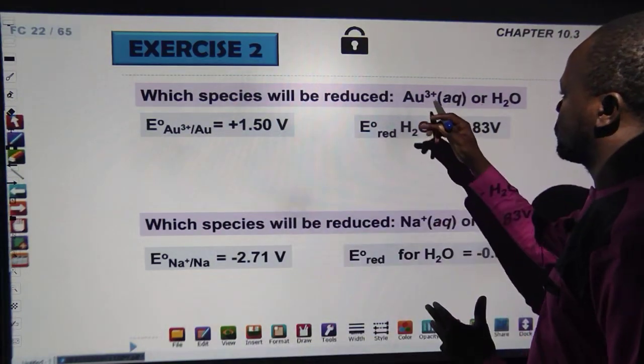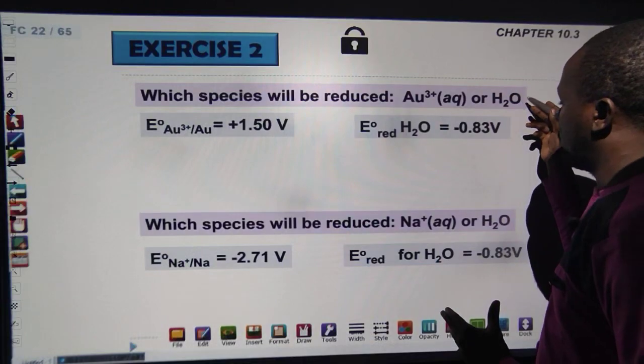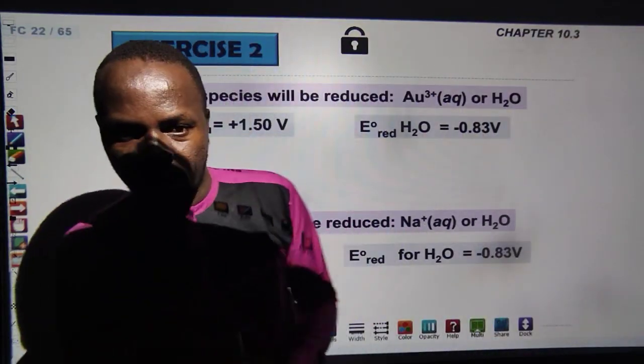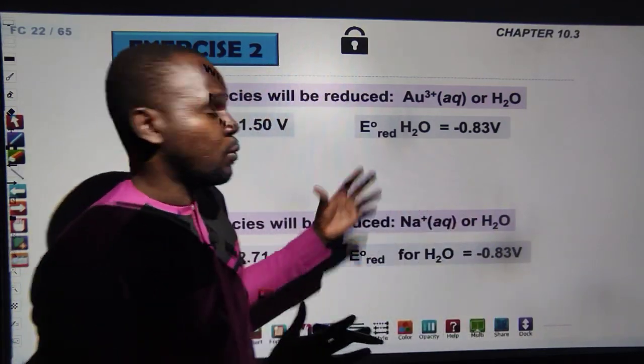Which will be more reduced? You are taking GO3 plus or water. Compare this, which is more reduced? Where does reduction take place? May I ask? My admins too can answer the simple question.